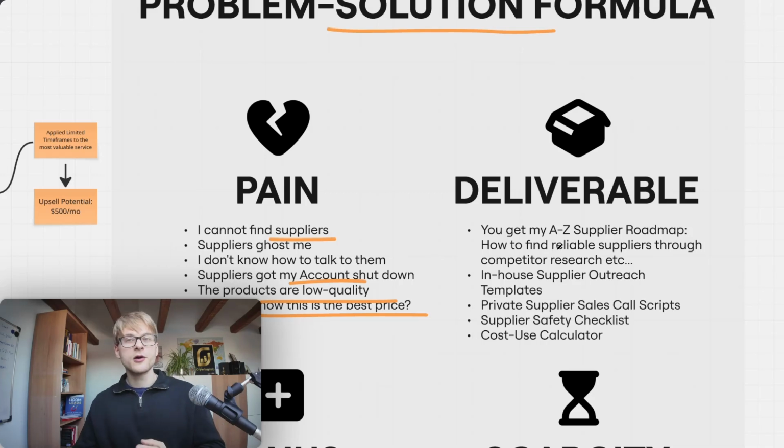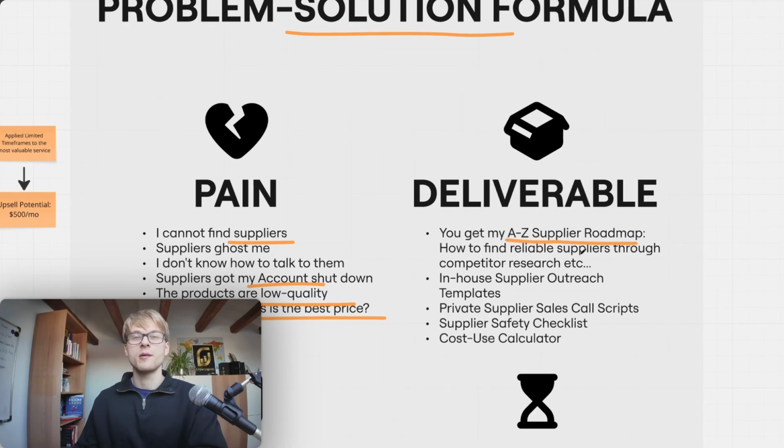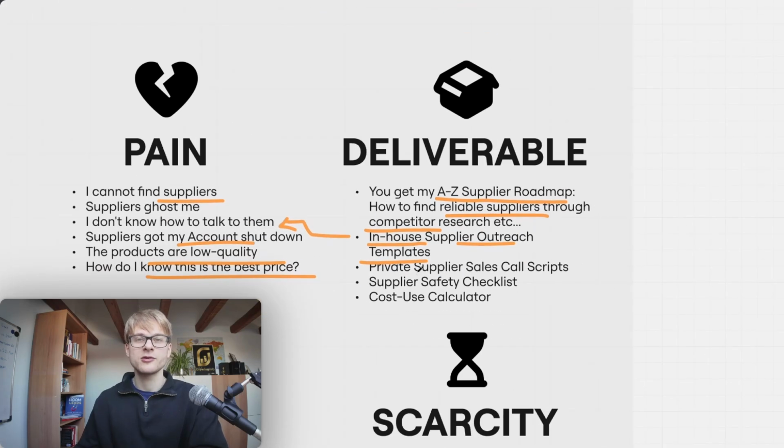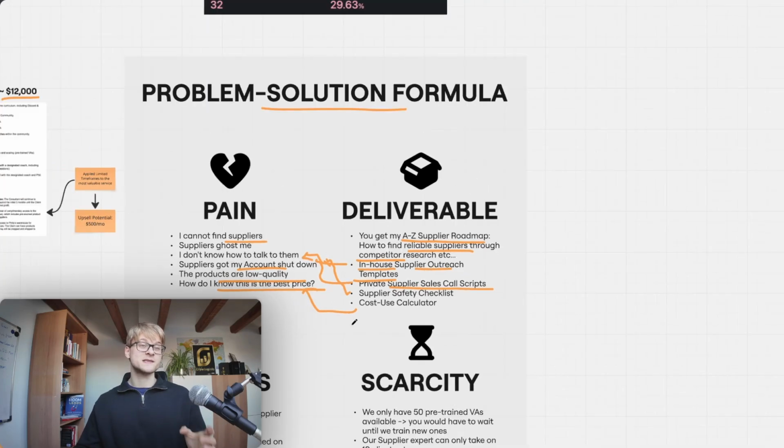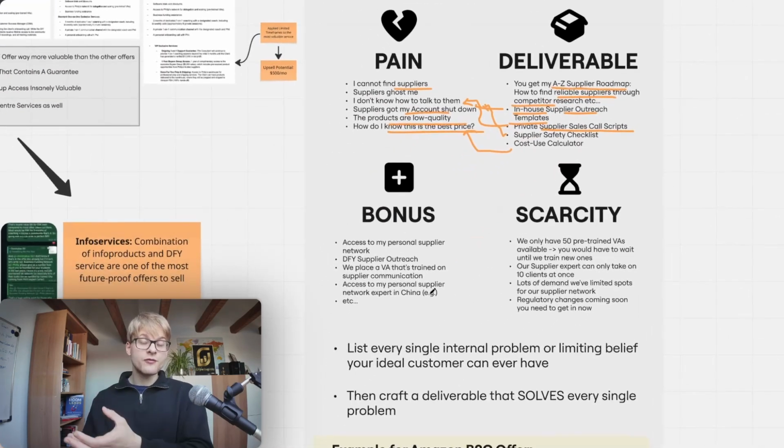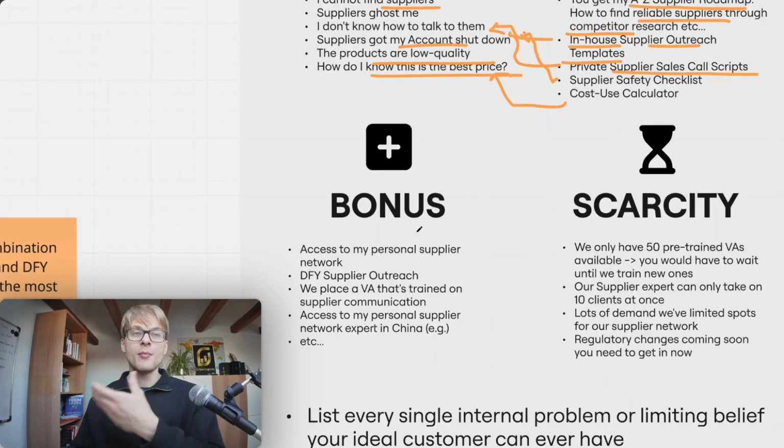Now, the deliverable is, okay, you get my A to Z supplier roadmap. How to find reliable suppliers through competitor research. I'll give you my in-house supplier outreach templates because you don't know how to talk to them, okay? I give you my private supplier sales call scripts, so you know exactly how to talk to them. I give you my supplier safety list to make sure they don't get your account shut down. I give you my cost use calculator to make sure it's the best price. You see, and then you want to deliver these deliverables in the actual pitch and frame what you have in there. And then you design bonuses.